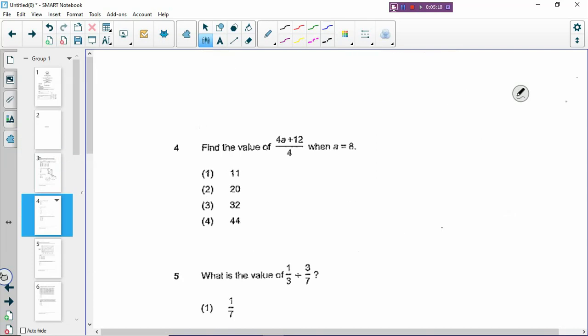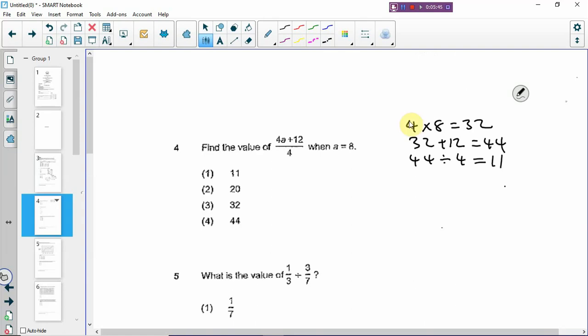Okay, number 4. Find the value of (4a + 12) over 4. There's something about this problem that I would like to raise. Students like to break up the steps, like 4 times 8 is 32, and then 32 plus 12 you get 44, and then 44 divided by 4 and you get the answer 11, which is correct, nothing wrong.